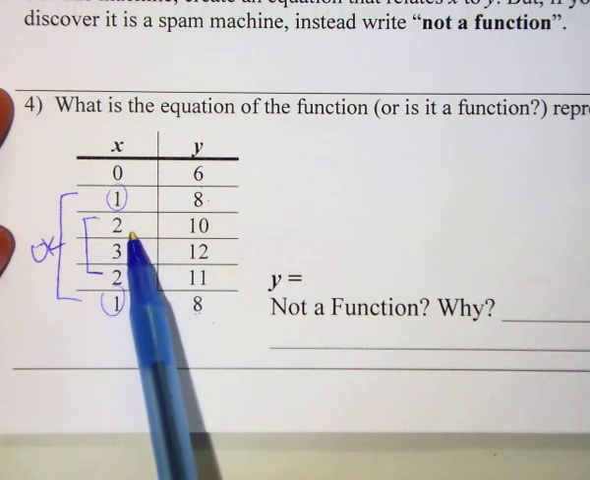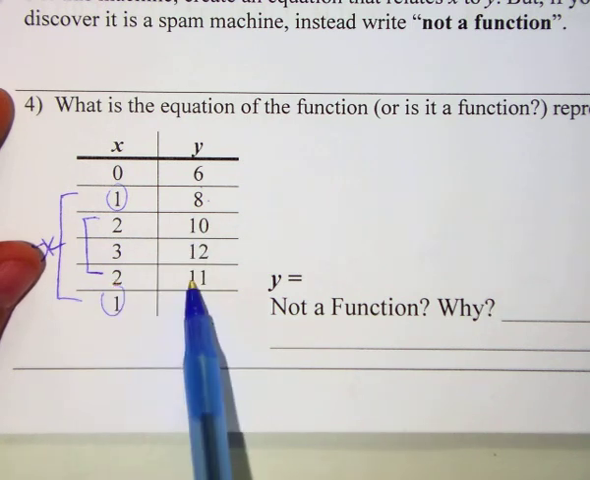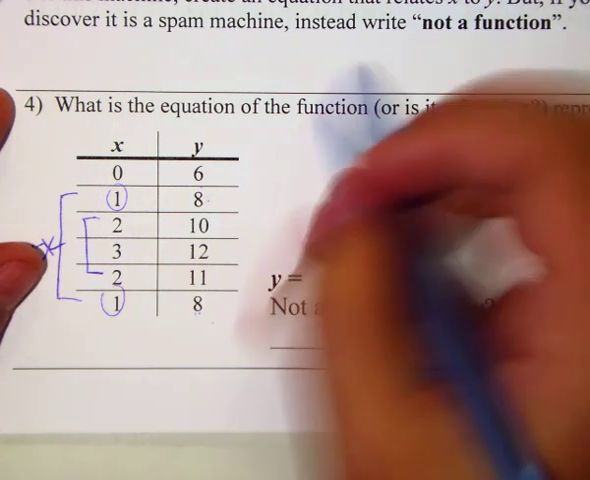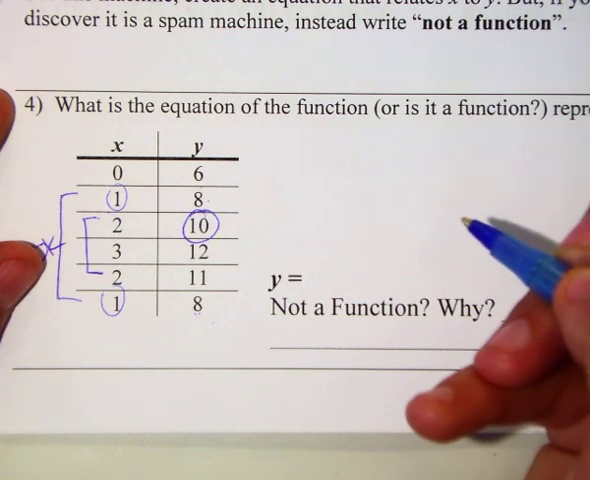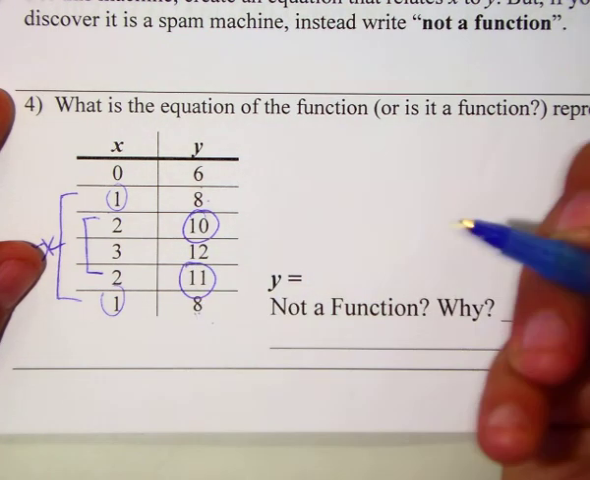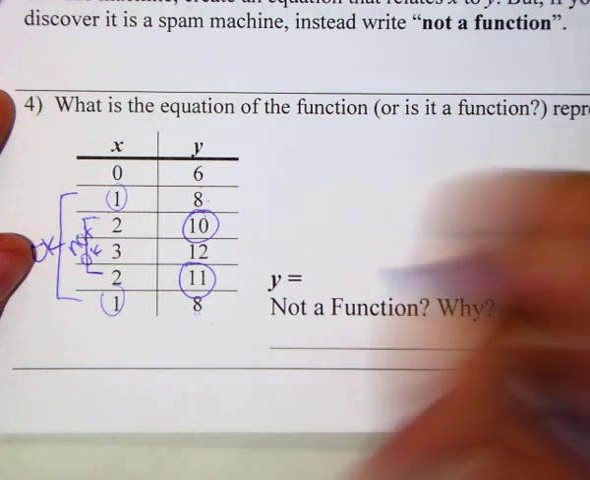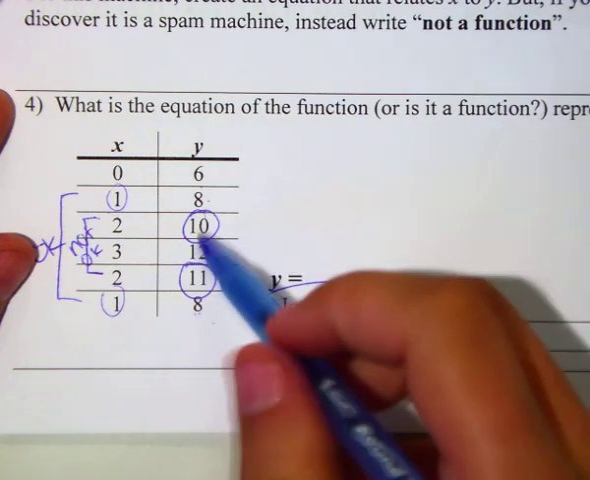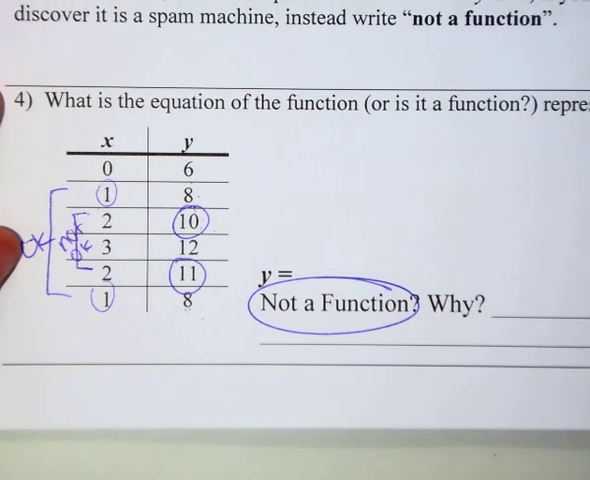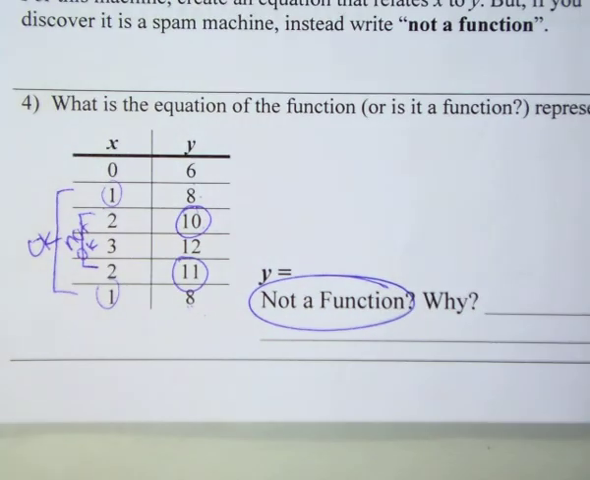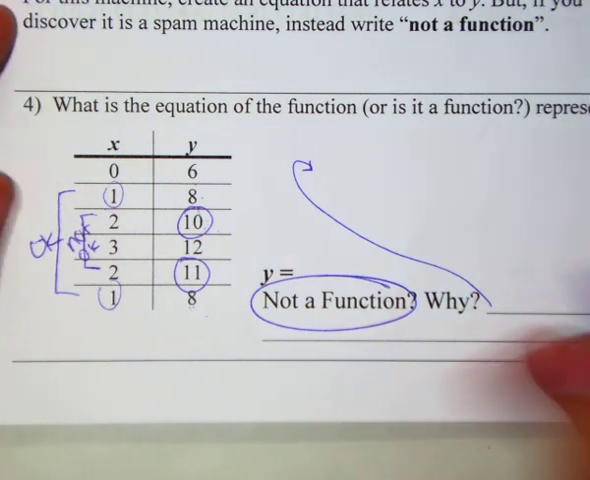However, when I put 2 in, 10 came out. And then when I put 2 in, 11 came out. So the first time I put 2 in, I got a 10. The next time I put a 2 in, I got an 11. This is not okay. This is actually not a function because when I put 2 in, 2 different values came out. So let's go ahead and write. I'm going to write the y right here. Why is this not a function?